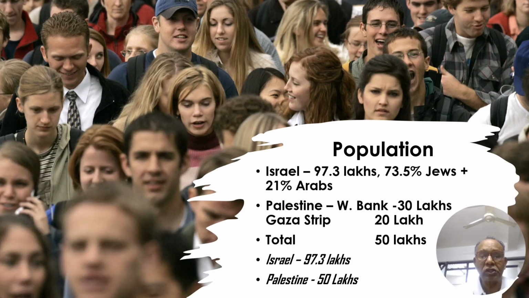Population. Israel 97.3 lakhs, 73.5% Jews, 21% Arabs. Palestine, West Bank 30 lakhs, Gaza Strip 20 lakhs, total 50 lakhs. Israel total population is 97.3 lakhs and Palestine total population is 50 lakhs.